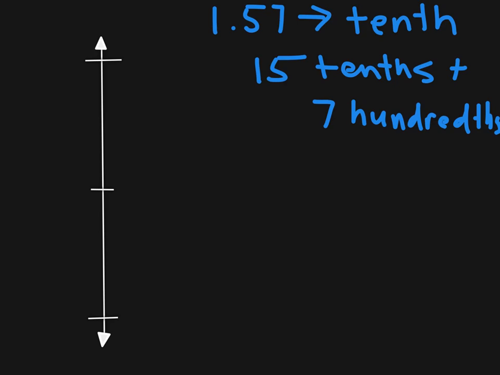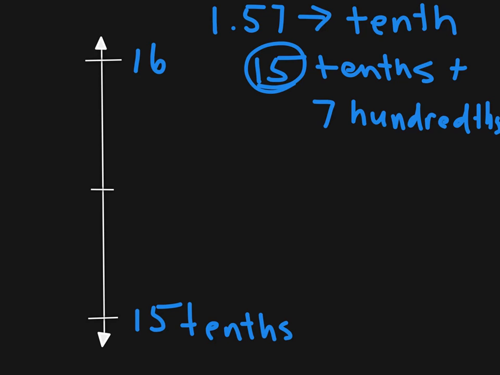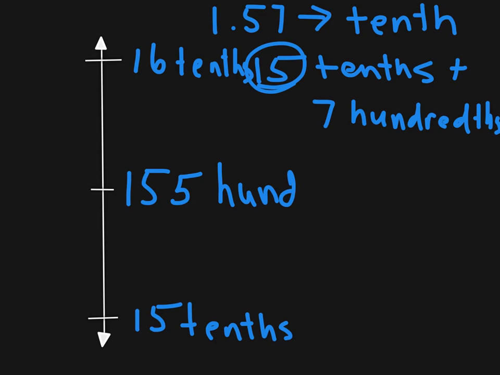Okay, so now I'm going to use the 15 tenths as my low number. My high number will be 1 tenth more, so 16 tenths. And I should label them on my number line so I don't get confused later when I write my answer. Okay? And halfway in between 15 and 16 is going to be 15.5, but in this case it's going to be 155 hundredths.